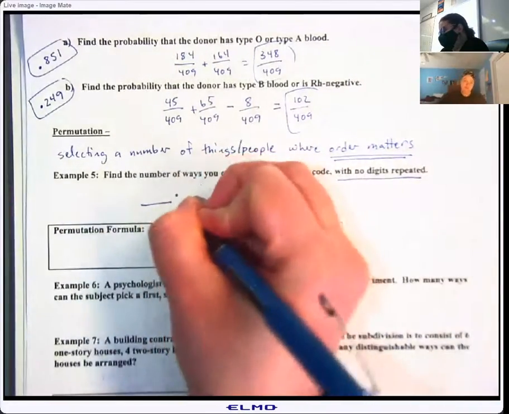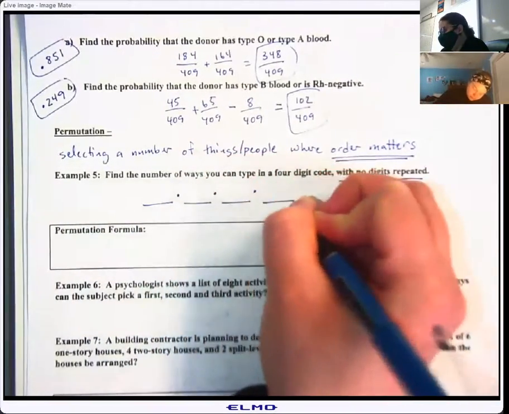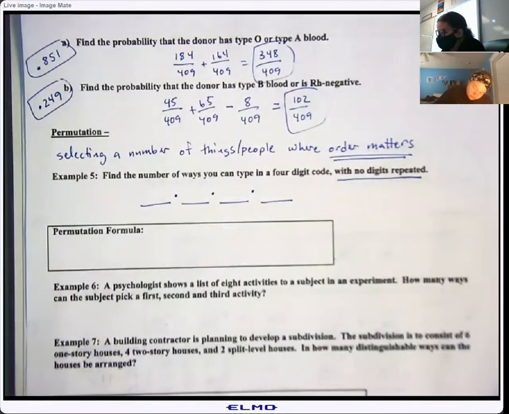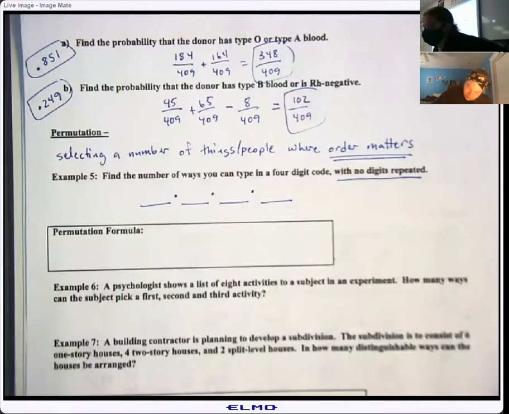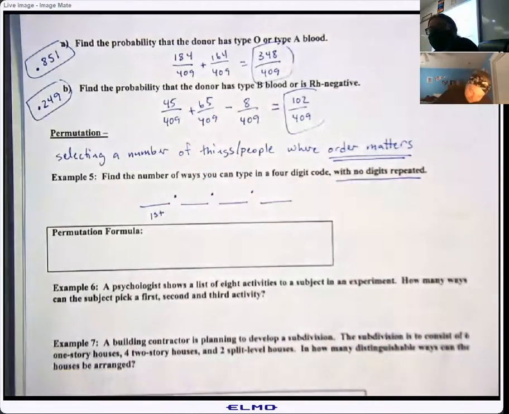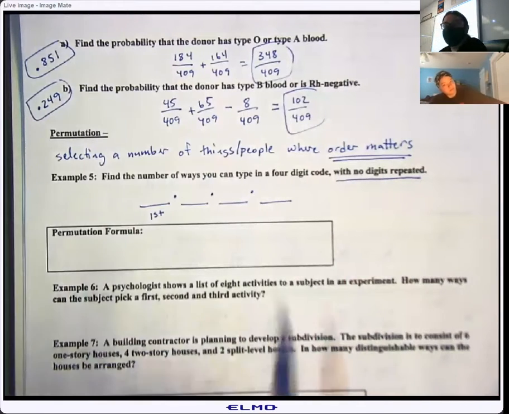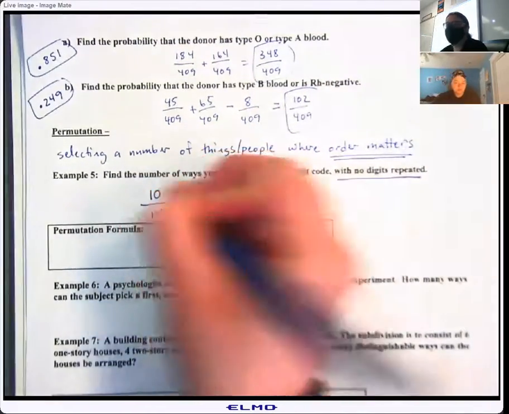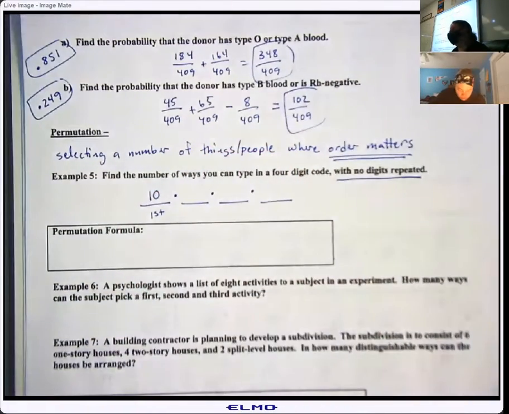So let's see, we've got 1, 2, 3, 4. So how many options are there for the first digit? How many things could we put in? One through what? Well, 1 through 9 are possibilities, but also the number 0, which is 10 digits. So I'm going to write 10 here because there's 10 possibilities. You could have number 1, 2, 3, 4, 5, 6, 7, 8, 9, I mean, not 10, but 0.